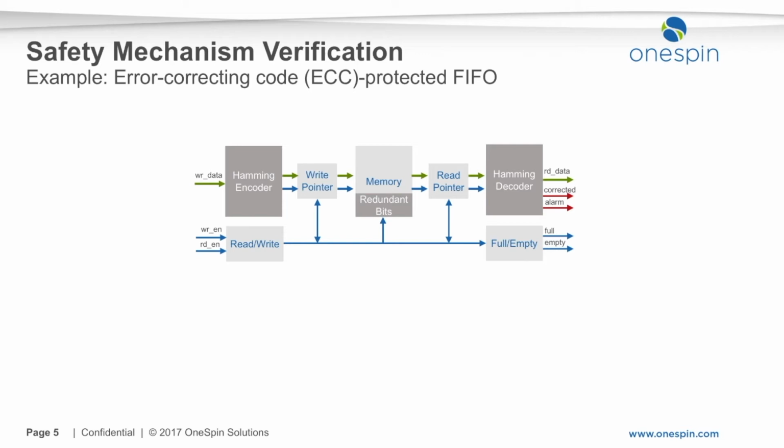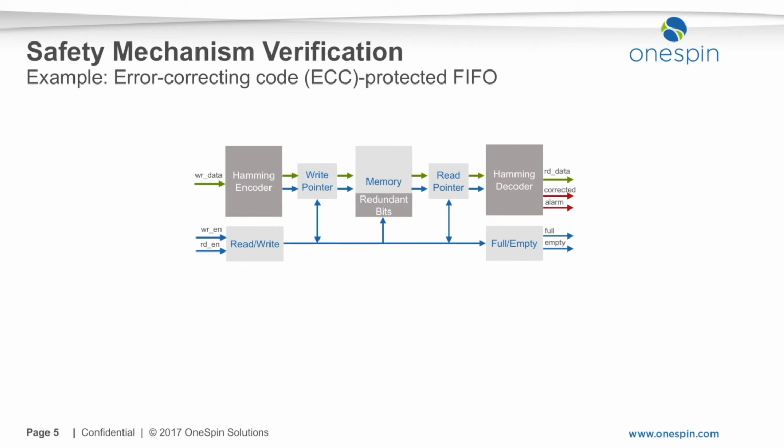FIFO. The safety mechanism can be implemented through a Hamming encoder and decoder, leveraging redundant bits in the memory. Radiation can flip bits in the FIFO memory. The safety mechanism can detect and correct single-bit errors. Though it can also detect double-bit errors, it cannot correct them. In this case, it must report the error through an alarm output.